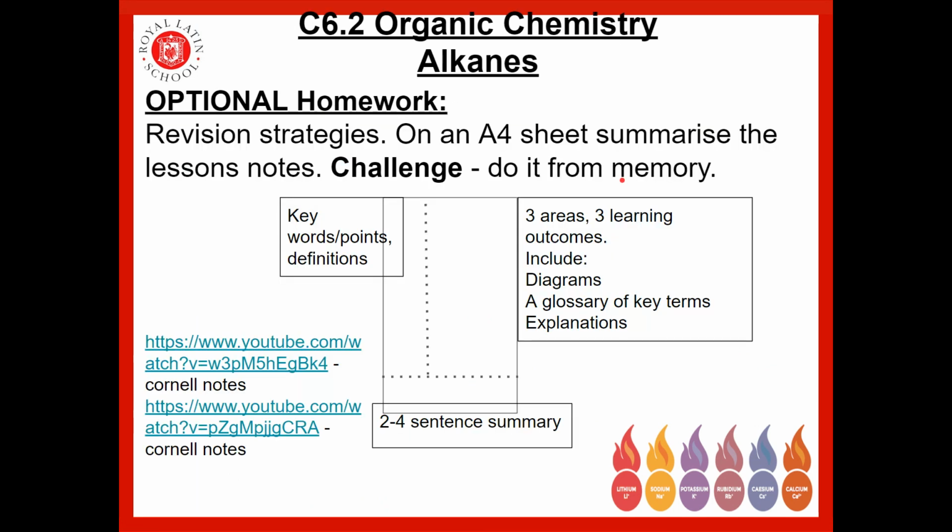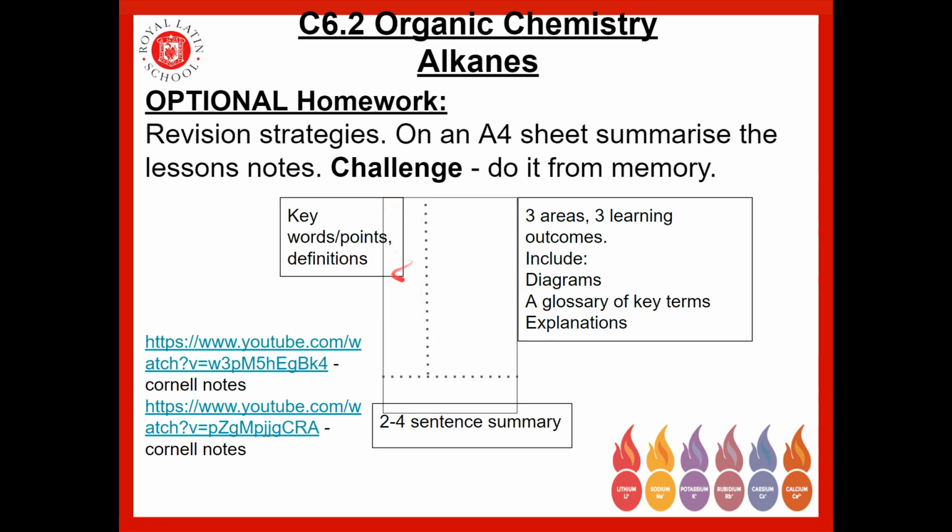Now, if you'd like, as a way of learning to revise, looking at different techniques and different methods, optional homework is a revision strategy. It's called Cornell Notes. On an A4 sheet or in your book, you're going to split it down into 3 sections. Margin, I'd say about twice the width of the current margin that you've got in your books. 4 or 5 lines at the bottom of the page, and then a big section in the middle.